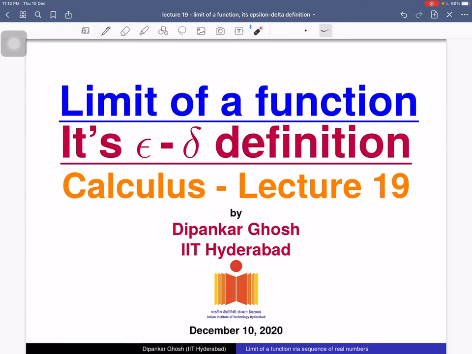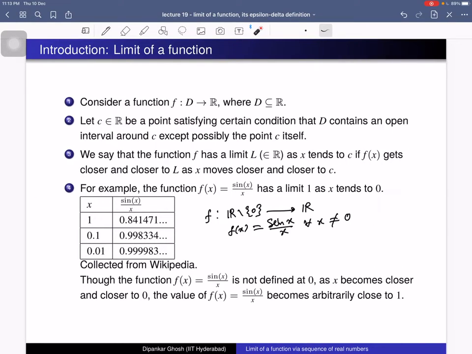In the previous class we discussed the notion of limit of a function using the notion of sequences of real numbers. Today we will see another definition. We call it the epsilon-delta definition, and we will prove that both the definitions are equivalent, and we will also see some examples. The limit of a function is a fundamental concept in calculus concerning the behavior of the function near a particular point.